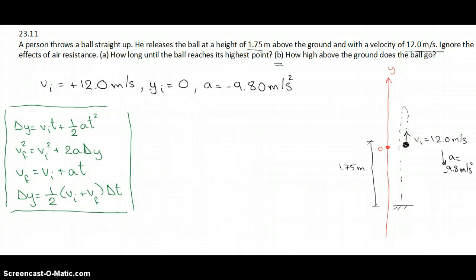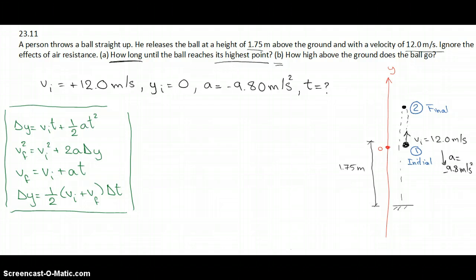Okay. So, what do I need to find? I need to find how long. How long? So, I need to find the time. Until the ball reaches its highest point. So, if this is my initial point, my final point will be the highest point the ball can reach. This is the final. And this is the initial.